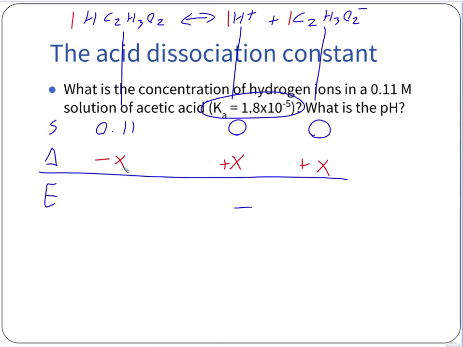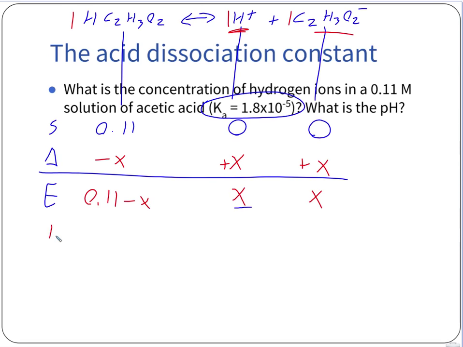So that means that our concentration at equilibrium of our H plus is going to be x. The concentration of our acetate ion is going to be x, 0 plus x is x. Our concentration of the acetic acid is going to be 0.11 minus x. Okay, so now that we have that, we can set up our Ka equation in terms of x.